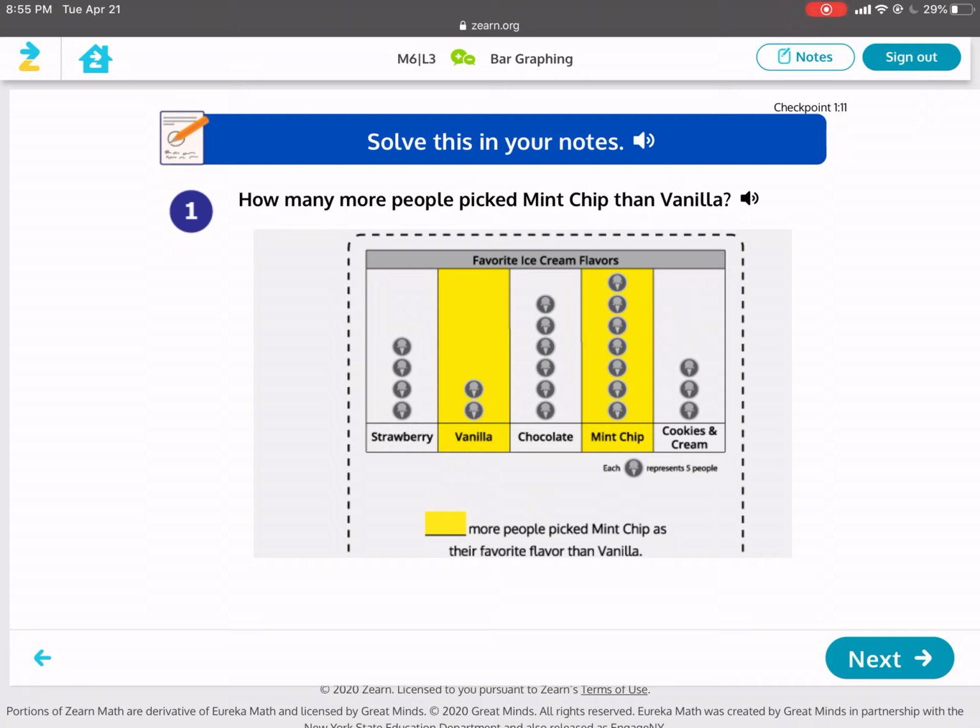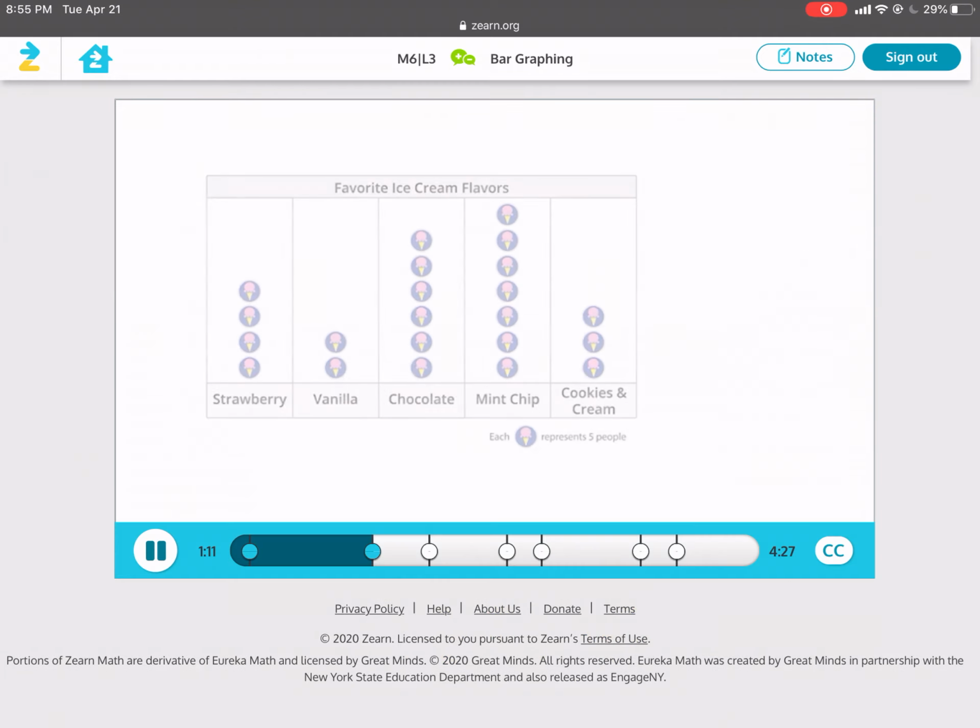The other way we could do this is by writing a subtraction sentence. I know that 35 people picked mint chip as their favorite, and 10 people picked vanilla. 35 minus 10 equals 25. Again, same answer. 25 more people picked mint chip as their favorite flavor.